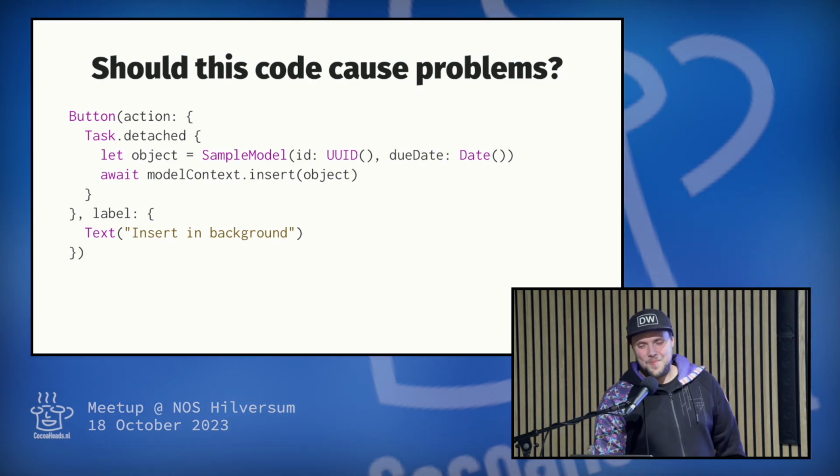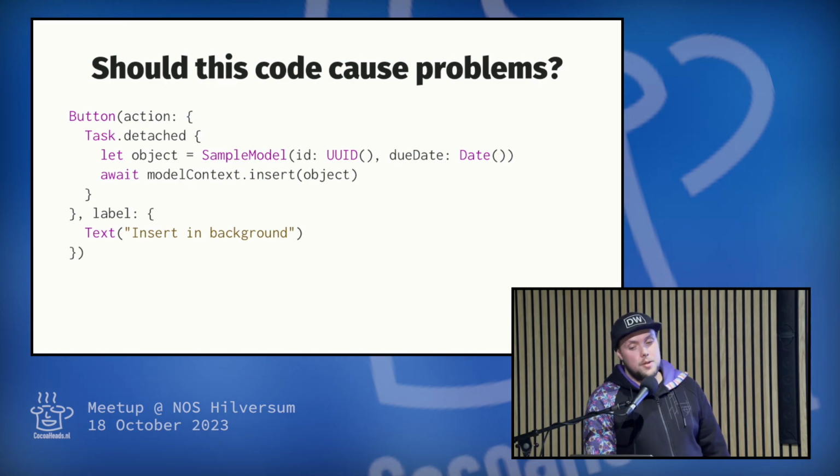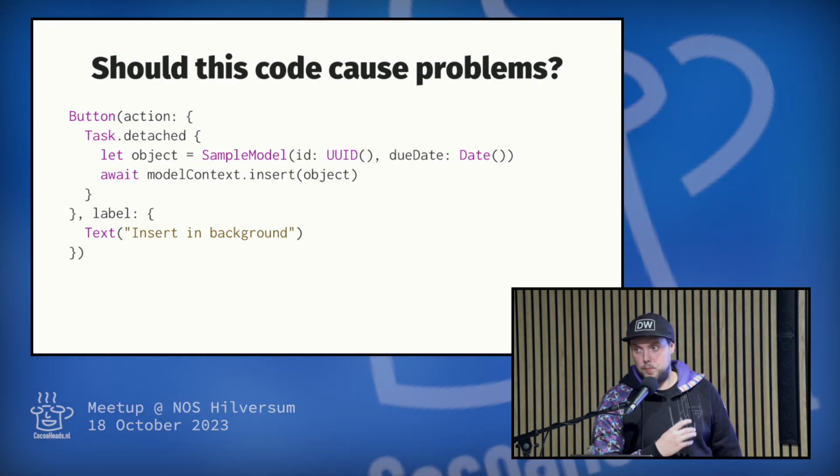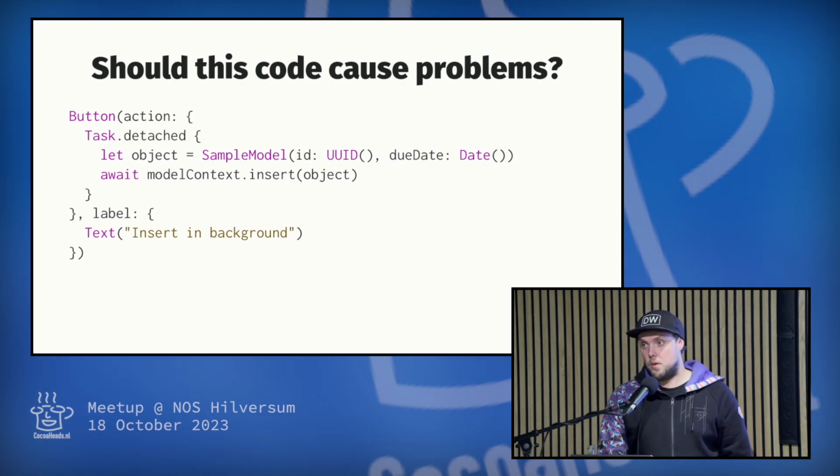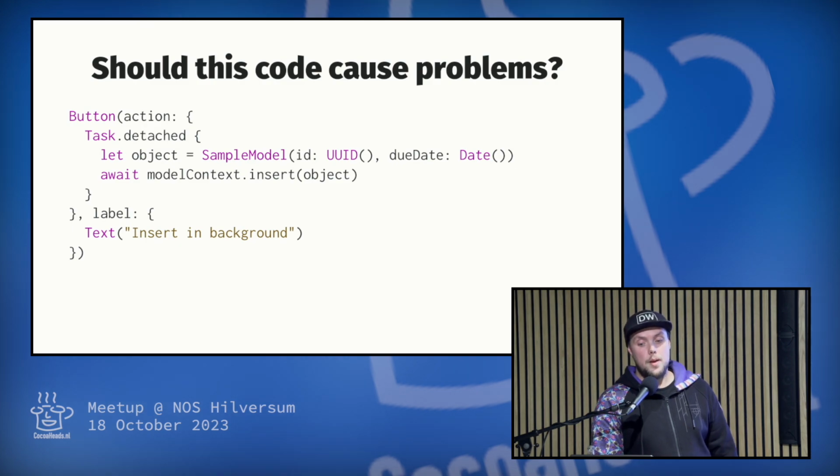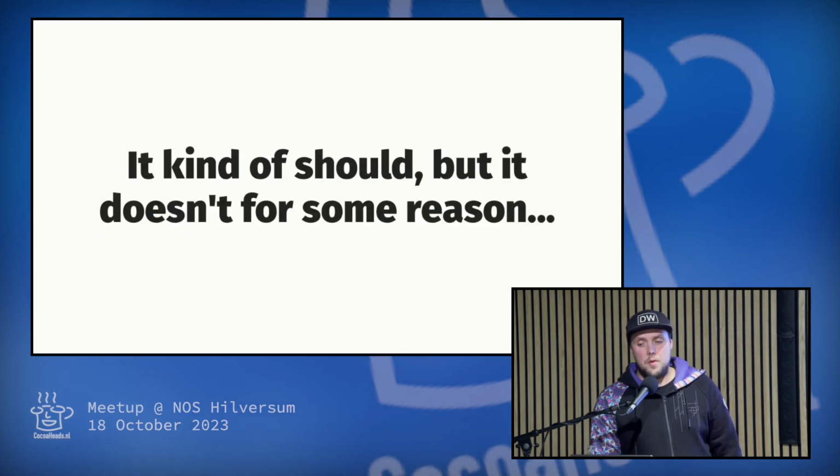No, I'm kidding. This should cause problems indeed, because we're using a detached task, which means that we're very explicitly not inheriting any main actorness. So we're going to be in the background and we're going to be making a sample model object. That on its own is fine, right? We're making the instance, we're not interacting with any contexts. And then we await modelContext.insert(object). This should be a problem because our model context belongs to the view, which means that it's main actor bound. For some reason, it doesn't crash, even when I enable concurrency debugging in Core Data.